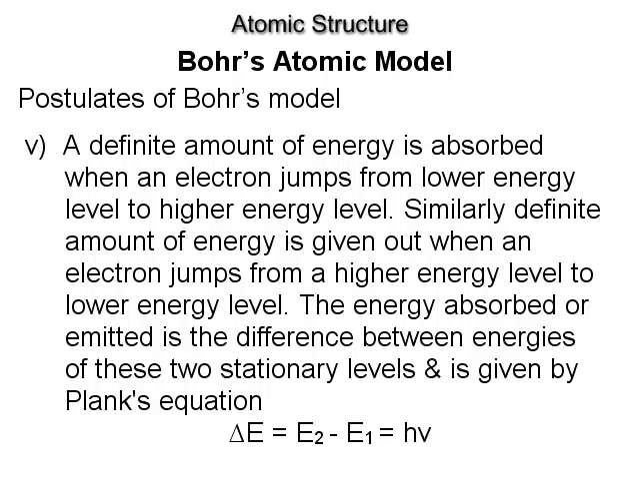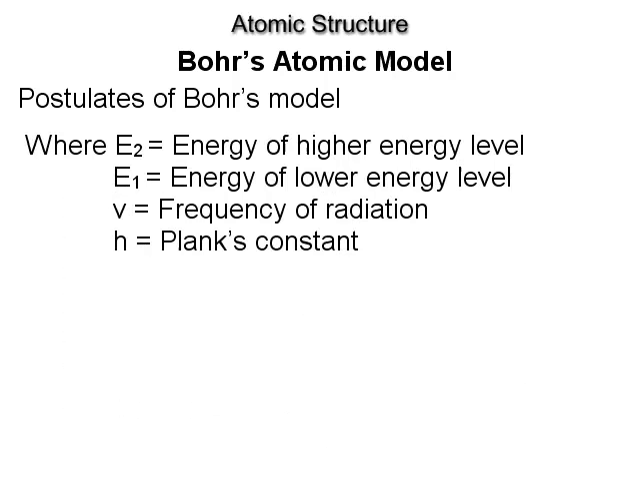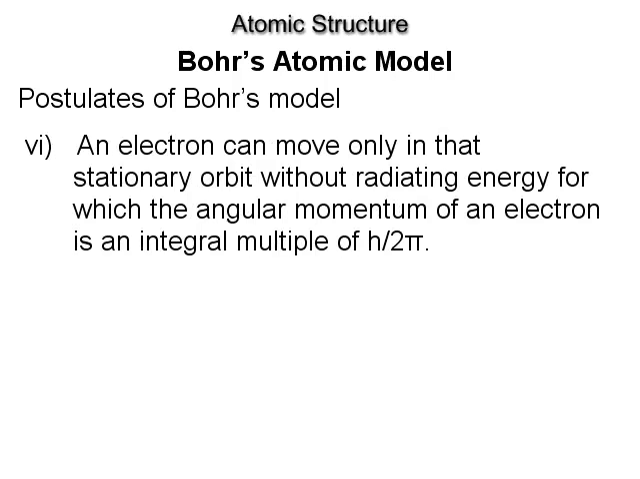ΔE = E2 − E1 = hν. E2 is the energy of higher energy level, E1 is the energy of lower energy level, ν is the frequency of radiation, h is the Planck's constant. An electron can move only in that stationary orbit without radiating energy, for which the angular momentum of an electron is an integral multiple of h/2π.